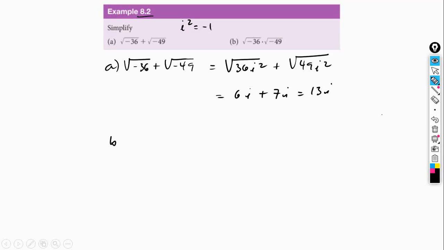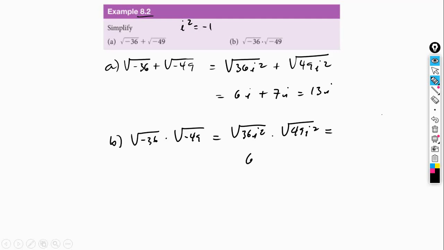For b, we have the same example as 8.1. The square root of negative 36 times the square root of negative 49. We can apply the same principle. So this would be the square root of 36i squared times the square root of 49i squared. So notice that this is going to give us 6i times 7i, and this equals 42i squared, or negative 42, which is consistent with the previous answer.